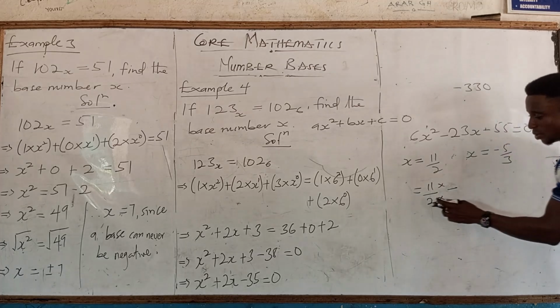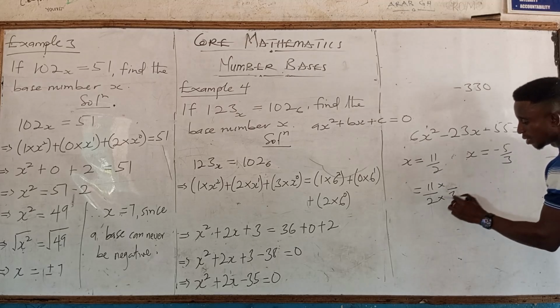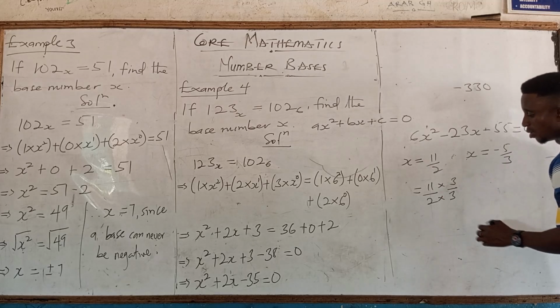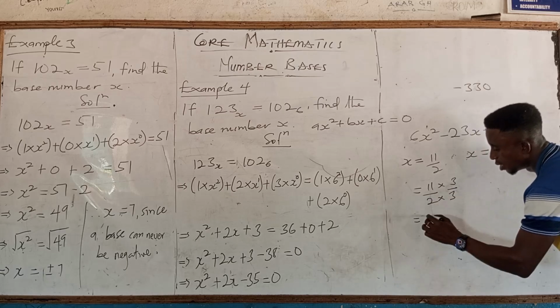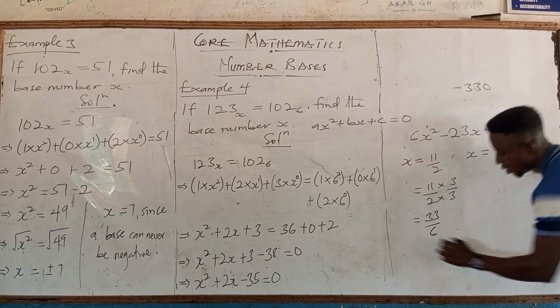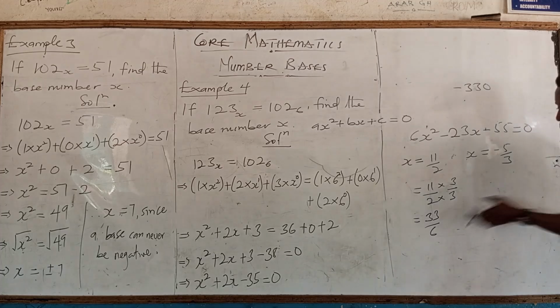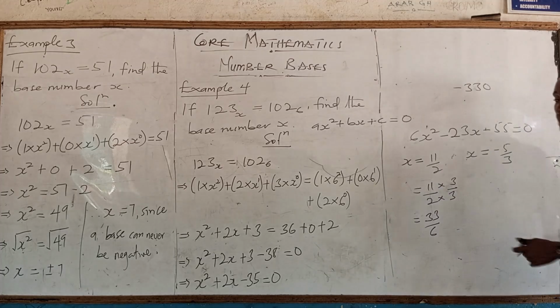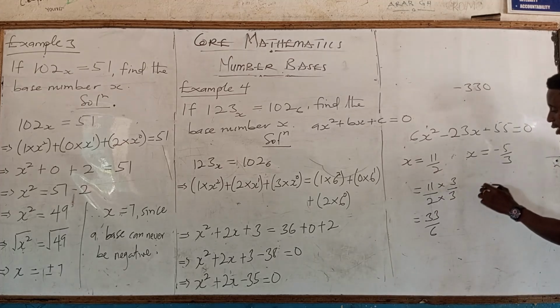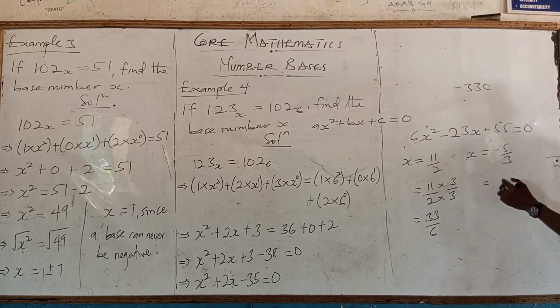Are we getting that? 2 times what number will get me the 6? That is 3. I give the same top. So this one will now get me what? 33 on 6. This one is equivalent to this, because if you put this on the calculator, you get to find that. Okay. Then this one too is giving me negative 5 on 3.